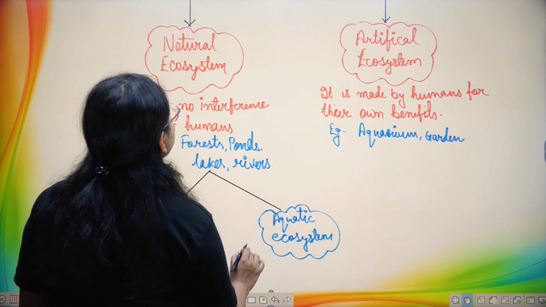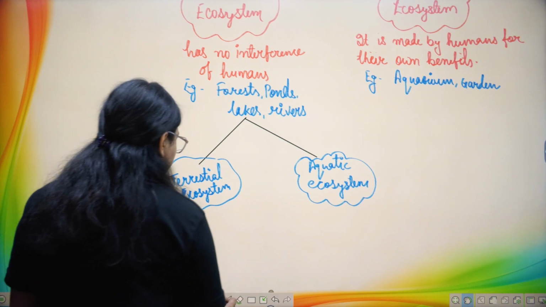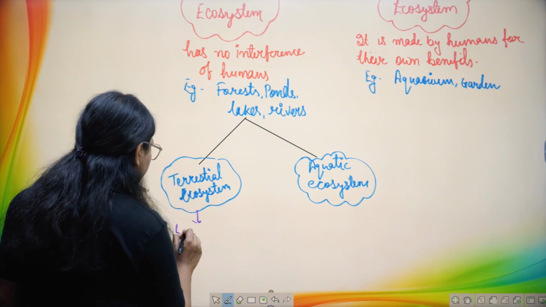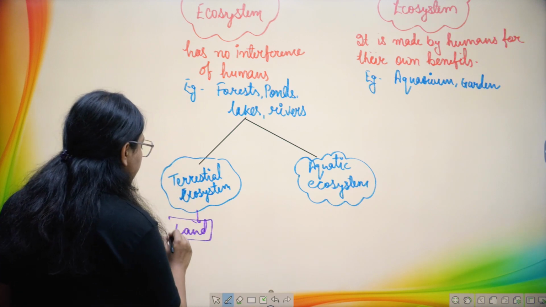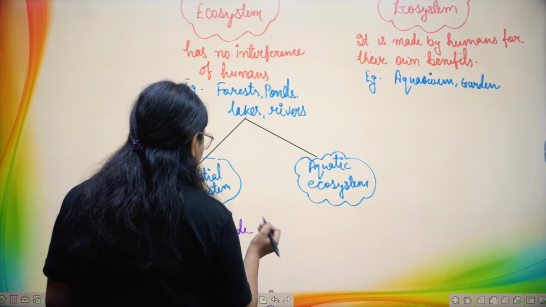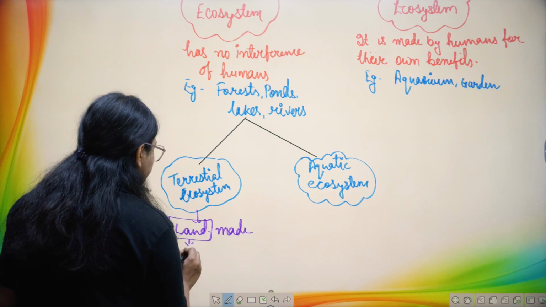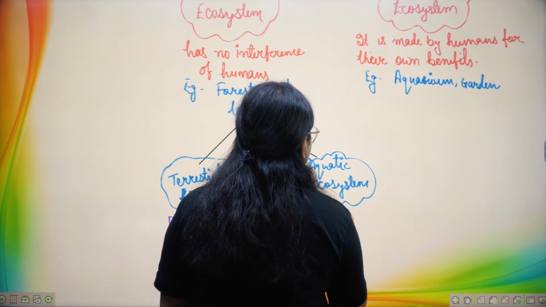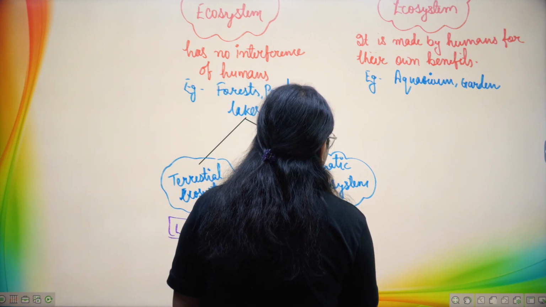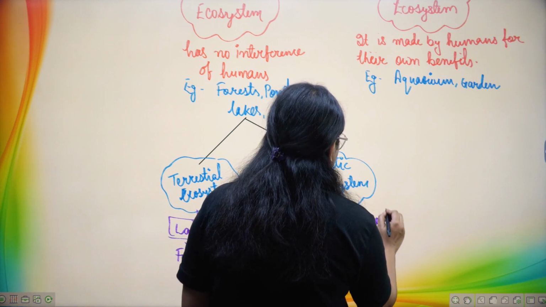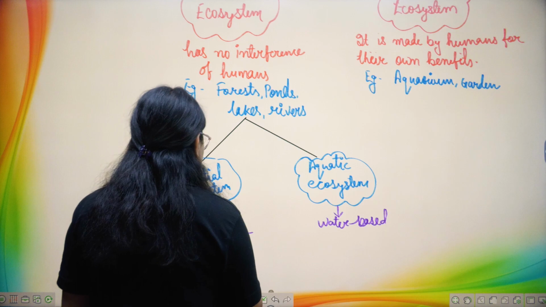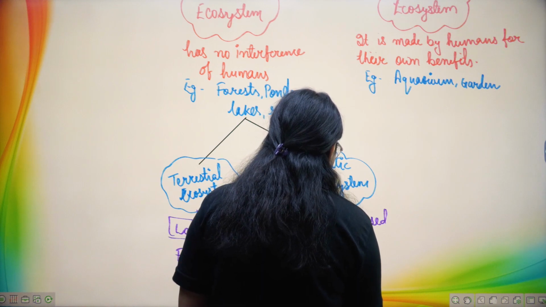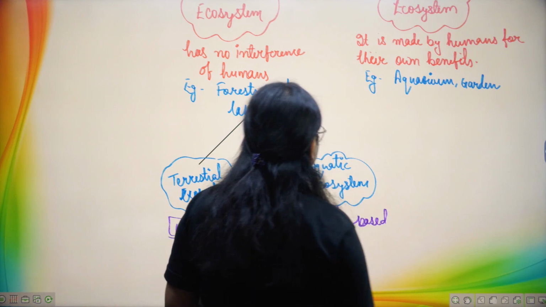See, whenever the word terrestrial comes, we know that we are talking about land. It is also called land-based ecosystem. For example, forests are land-based ecosystems. And then comes aquatic, which means water-based ecosystem, such as a river is an aquatic ecosystem.